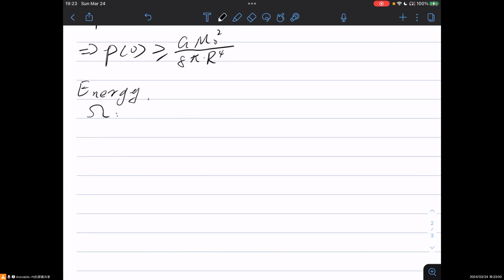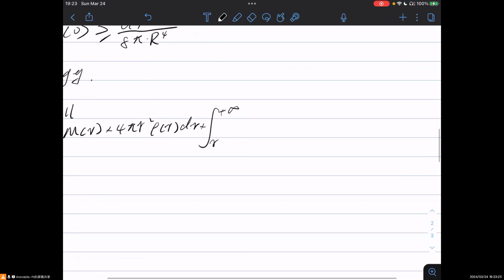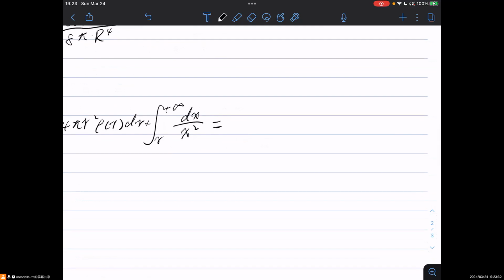First, let's consider the energy we need to remove the shell from its original place to infinity. The energy will be G m(r) times 4 pi r squared rho(r) dr times the integral from r to infinity of dx over x squared, and the result is 4 pi.